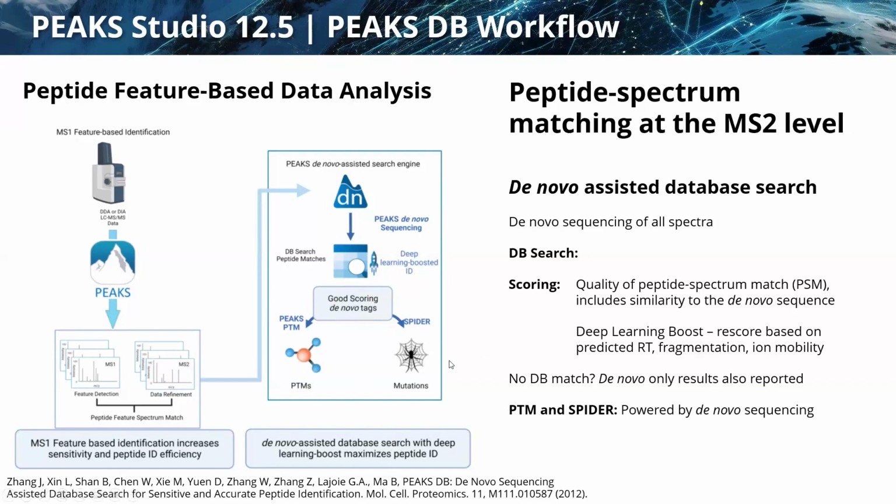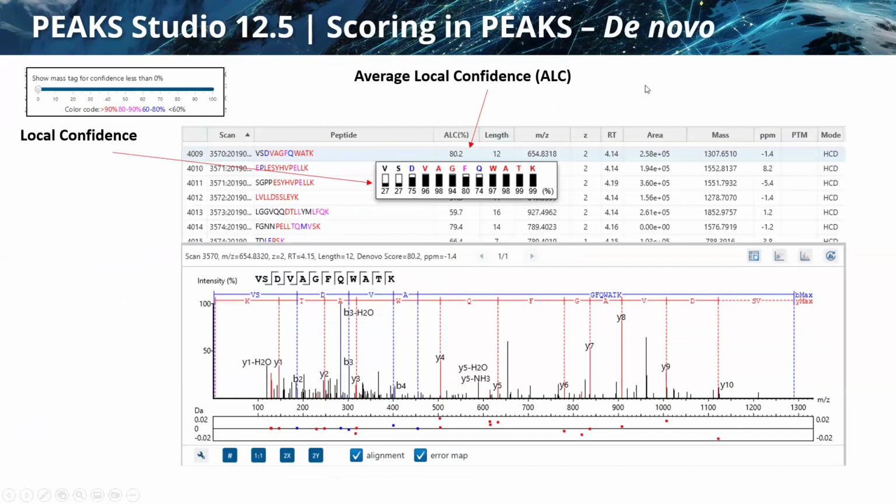PTM and Spider can be used to see if maybe these would have a database match if we used a particular PTM or if it had a particular mutation. So that is the kind of database search workflow, how it really works in Peaks. Now I'm going to go into the scoring a little bit.